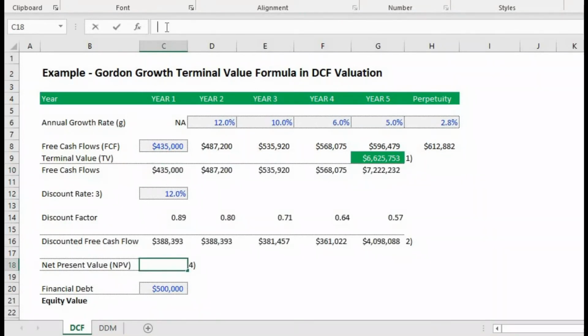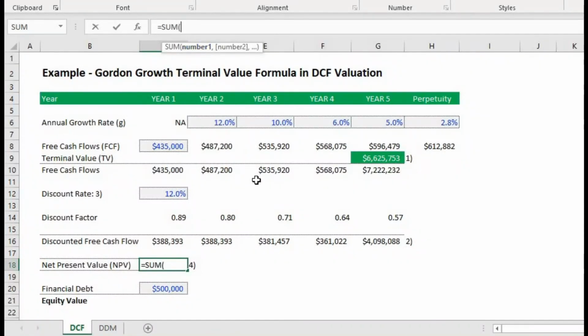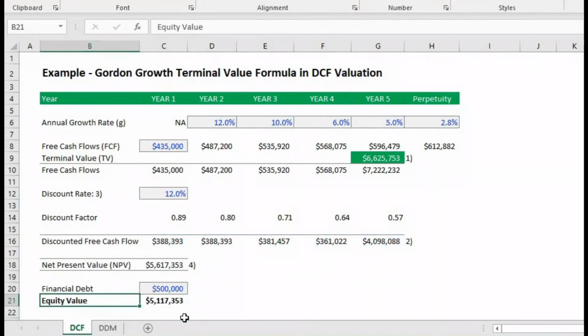So here are your discounted cash flow values. To compute the net present value, you just have to sum up all the discounted free cash flows. So just like this, you just have to follow this formula. Okay, you can just drag it along. So the equity value is the value that remains for the shareholders after all debts have been paid.